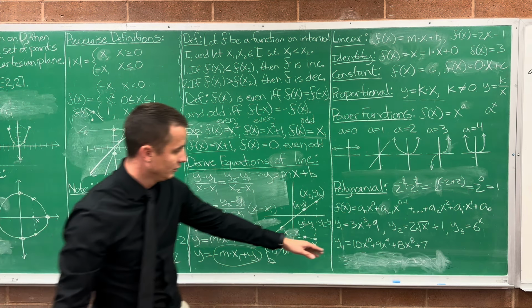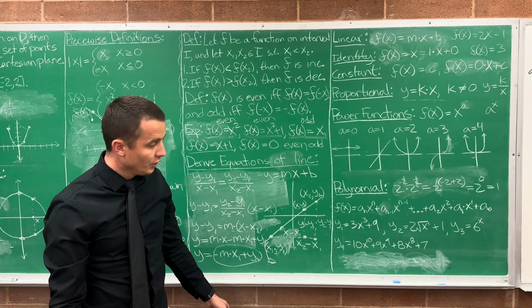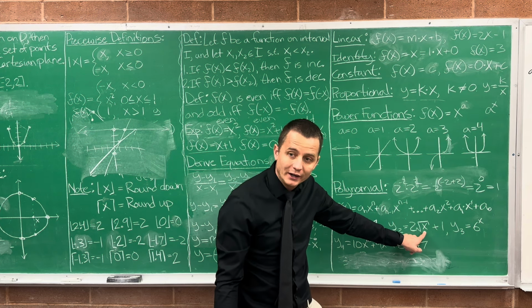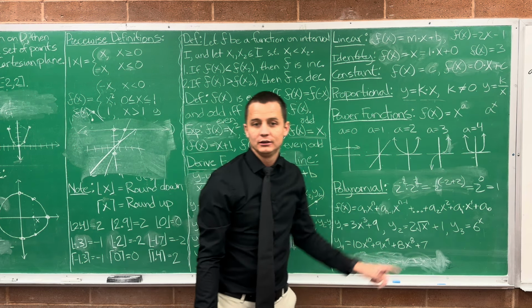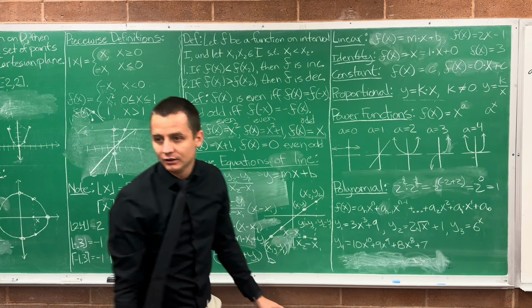Let's do some more examples. Is this a polynomial? 2 times the square root of x. No, because the square root of x, what is that as an exponent? That's x to the 1/2. Our exponents have to be whole numbers. That's not counting down. All right. What about 6 to the x?